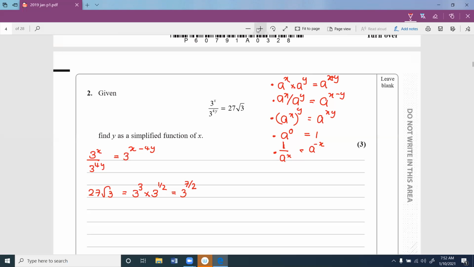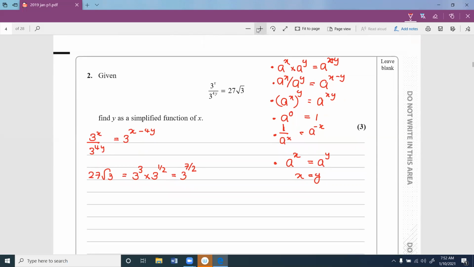Then there's another theory. If you see a to the power x and a to the power y with the same base, you can simply equate these powers. If the bases are the same, you can equate the powers. So here, according to this question, the left hand side simplifies to 3 to the power x minus 4y, whereas the right hand side simplifies to 3 to the power 7 over 2. With this, you can write x minus 4y is equal to 7 over 2.